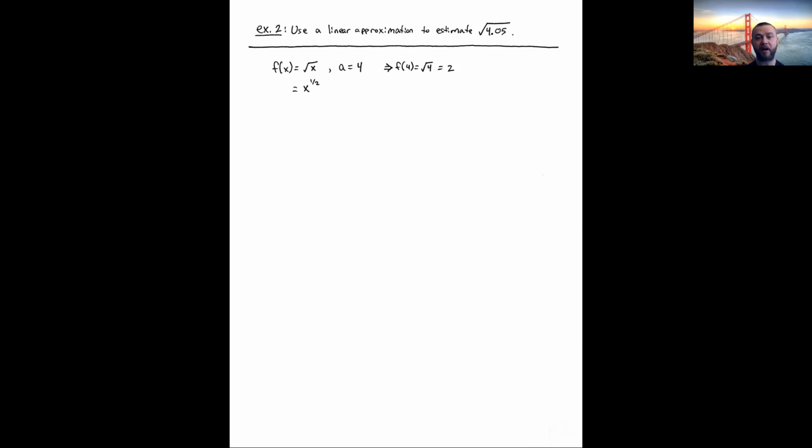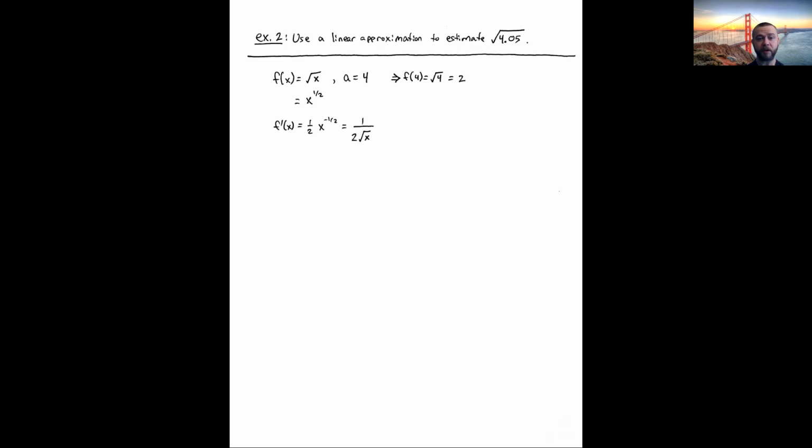If we plug our value for a into the function, square root of 4, that's simple. That is just 2. If you calculate your derivative for square root of x, we're thinking of it as x to the 1/2 power. We apply the power rule, and we get down to here. Notice we subtract 1 from the exponent to give us the new exponent in the derivative as -1/2.